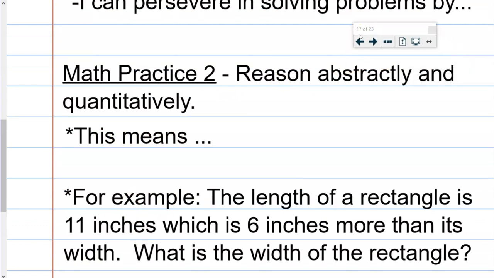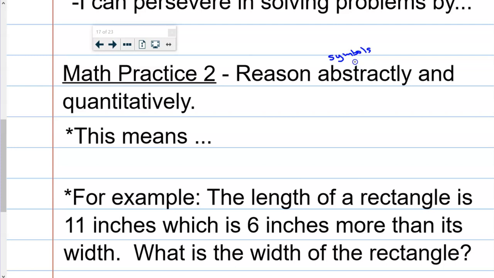Thinking about those words abstractly and quantitatively, let's really clarify those now that we've been through that exercise. Abstract means that we're using things like symbols. It's all the super mathy stuff, like calculations, equations, etc.